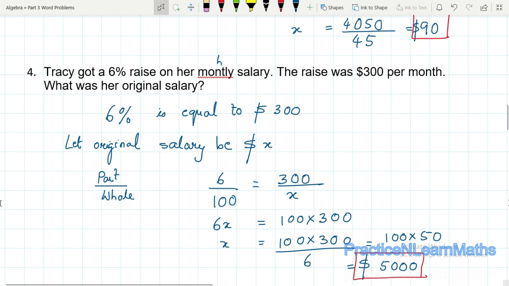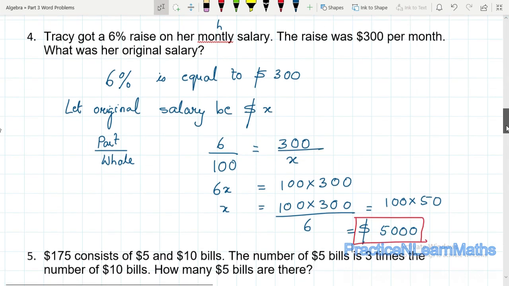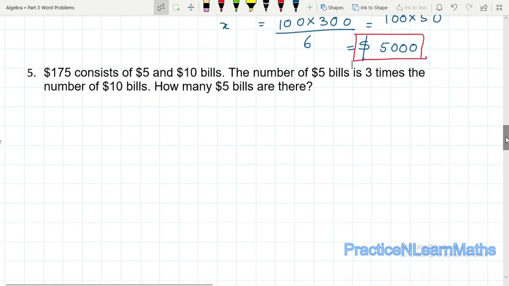We move on to question number 5. Now question number 5 and 6 are mixture problems. So $175 consists of $5 and $10 bills. The number of $5 bills is 3 times the number of $10 bills. How many $5 bills are there?